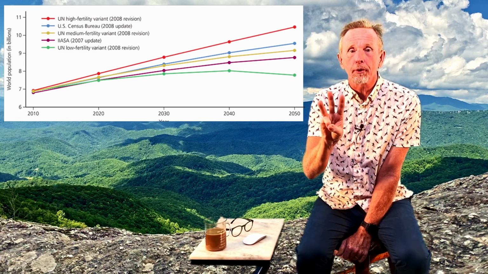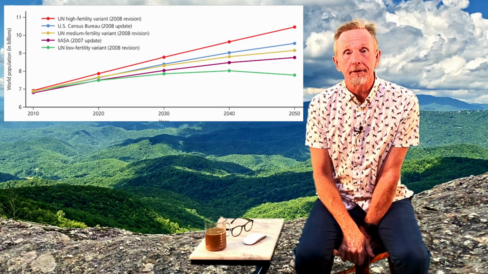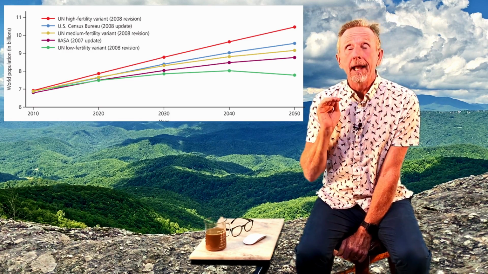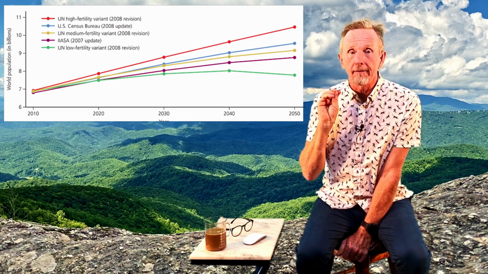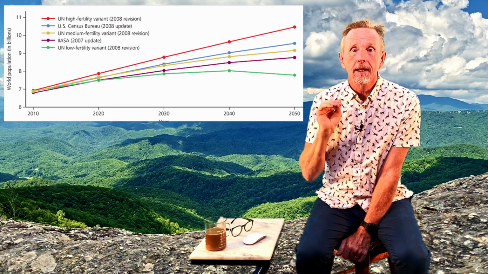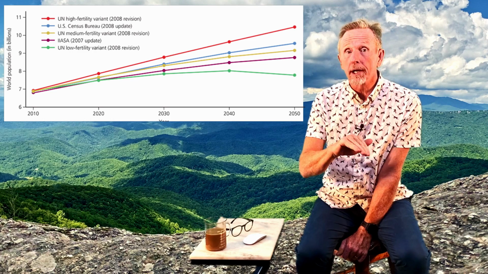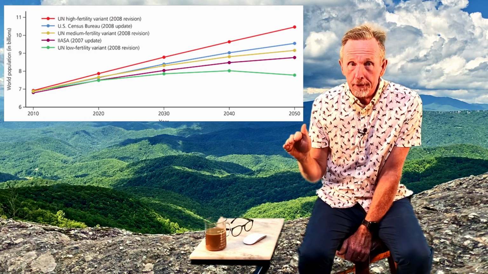Now, the UN has done three. The red, yellow, and green, so using sort of a stoplight situation, are all from the UN, and they're saying, okay, if we have a high fertility rate, it'll be the red. If we have a medium fertility rate, it'll be the yellow. They're saying our best guess is probably yellow. And if we actually wind up with a low fertility rate, planet-wide, it could be the green.